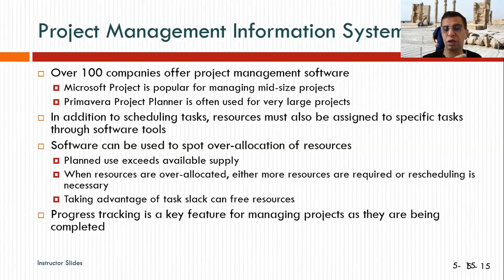And also software can be used to spot over allocation of resources. So if you're over allocating, it will show you that this person at this time is working in this area, and cannot be doing something else in other places. So it's basically a planned use that exceeds availability, the available supply. And when the resources are over allocated, either more resources are required or rescheduling. So it's whether you take more resources, like more humans, or you stretch your schedule.